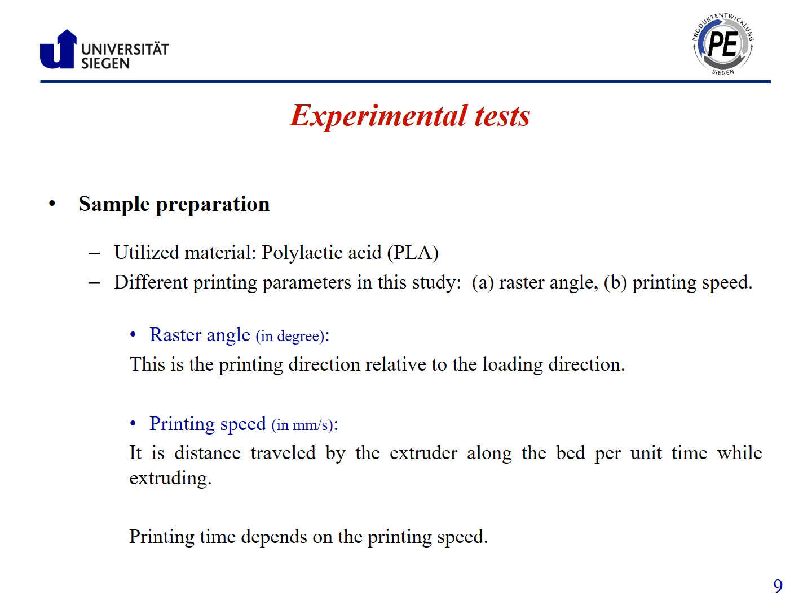In the current study, we used polylactic acid, or PLA, which is a thermoplastic polyester, and it has become a common material as it can be produced from renewable resources. Here we consider changing two printing parameters, which are raster angle and printing speed. So let's look at the definition of these parameters. Raster angle is the printing direction relative to the loading direction, and printing speed is defined as the distance traveled by the extruder along the bed per unit time while extruding. Therefore, printing time of each part depends on printing speed.